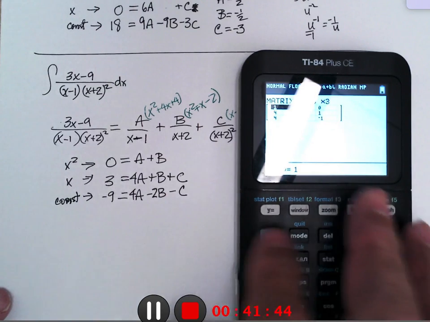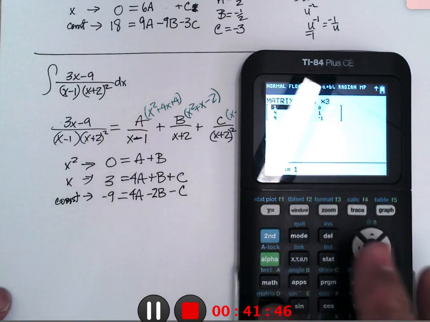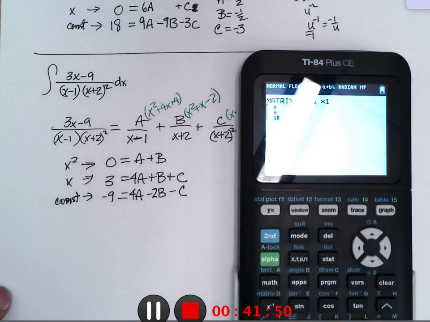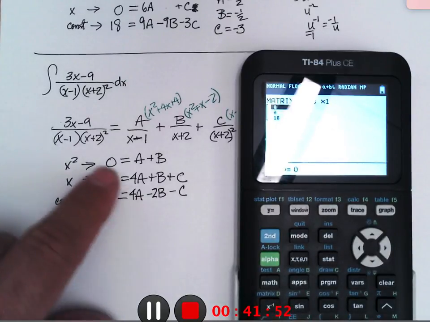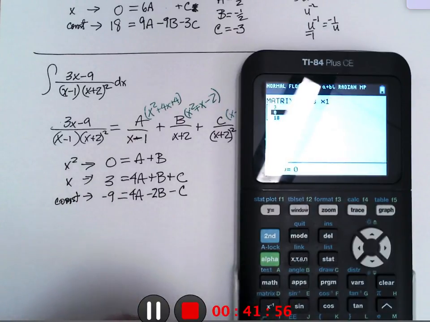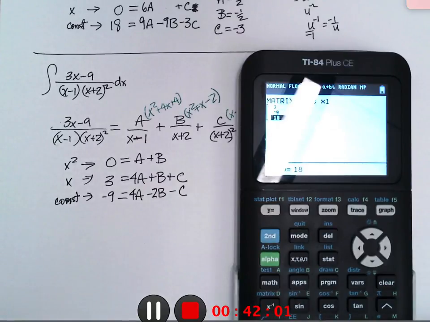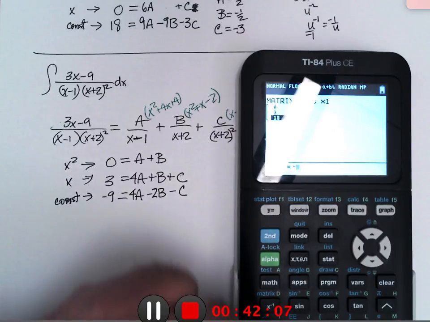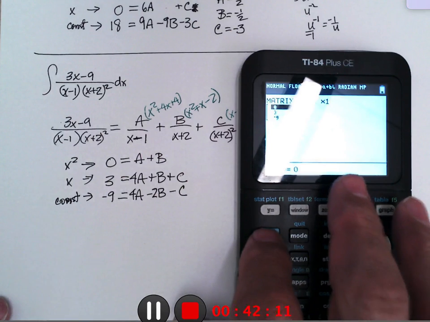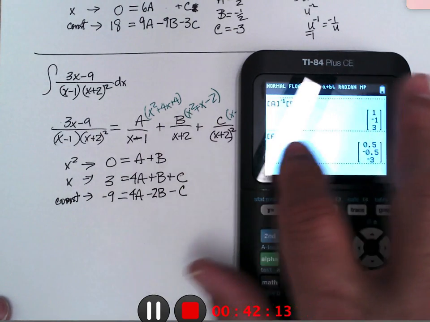Second matrix, edit, B, and I want 0, 3, and negative 9. I didn't hit enter on it, so go back up. 0, 3, negative 9. Okay, second quit. I want to do A versus B. That's what I did last time, so I press enter.